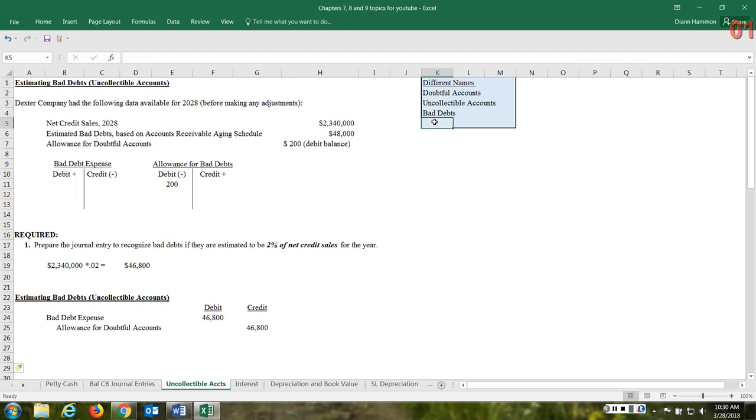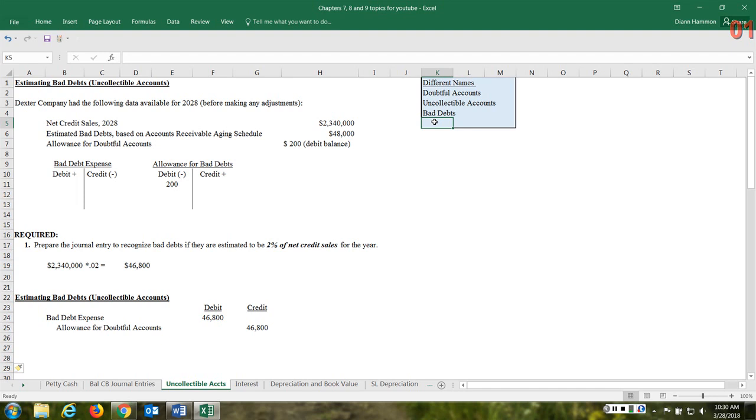So companies often do grant credit to their customers. This is called credit sales. This is your accounts receivable that we talk about. Unfortunately, some of those amounts, hopefully not all of them, but some amount, will prove to be uncollectible.